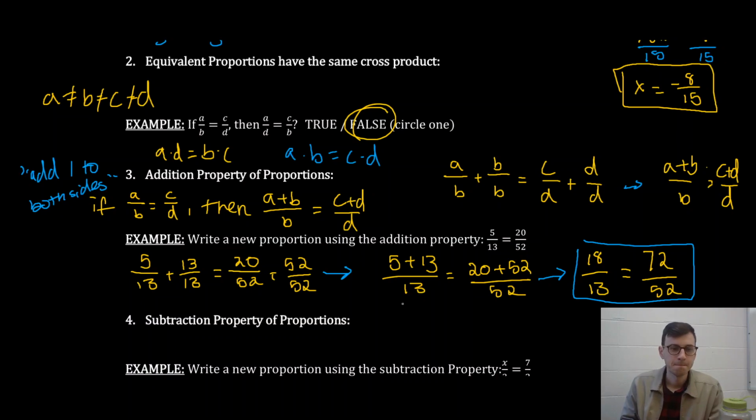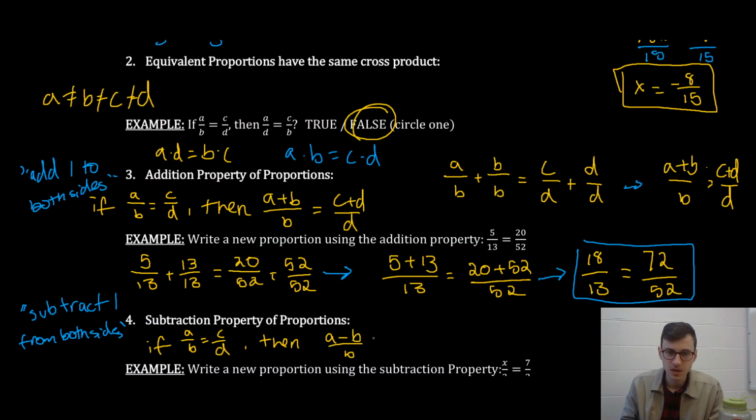All right. The subtraction property, it's the same idea. Instead we subtract 1 from both sides. That's the idea of the subtraction property. So if A over B equals C over D, then A minus B over B equals C minus D over D.